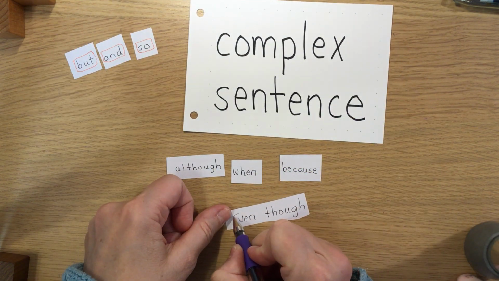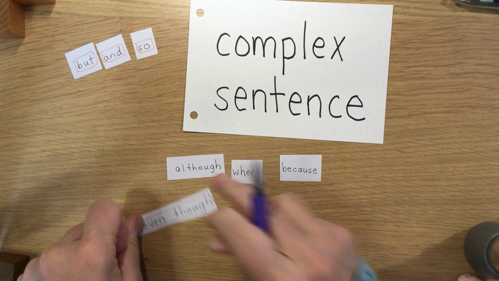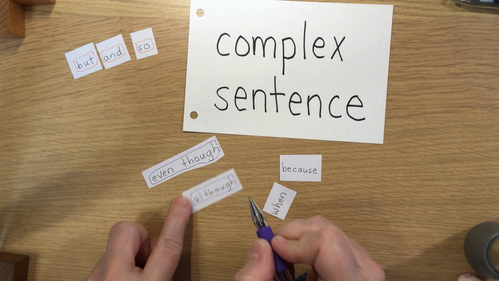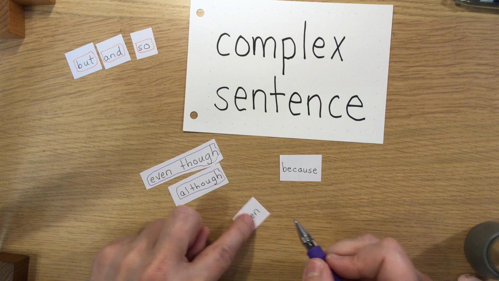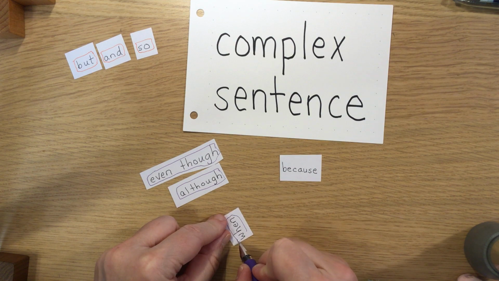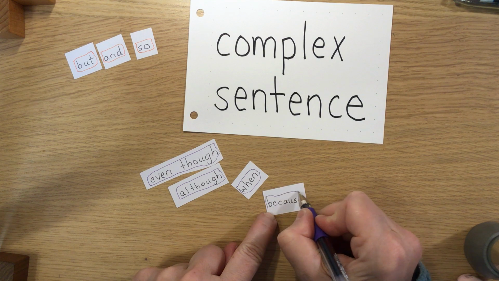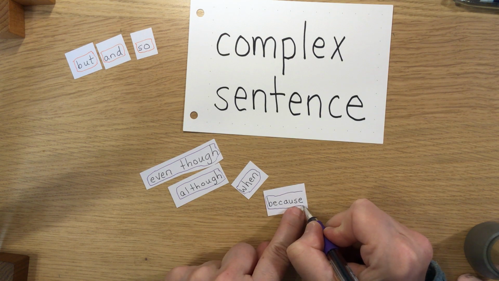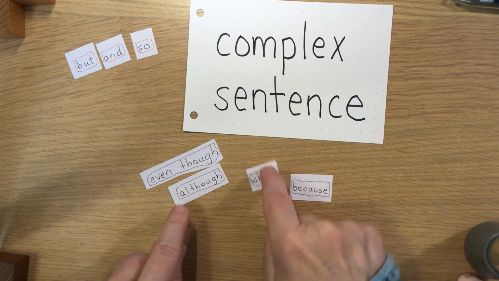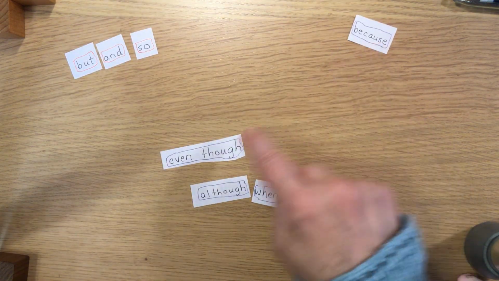So I'm going to put purple around these words. This says although, this one is even though, this one is when, and because. And there are many more. If, since, while, though, but we're going to work with these today. So I'm going to put my purple glue over here.